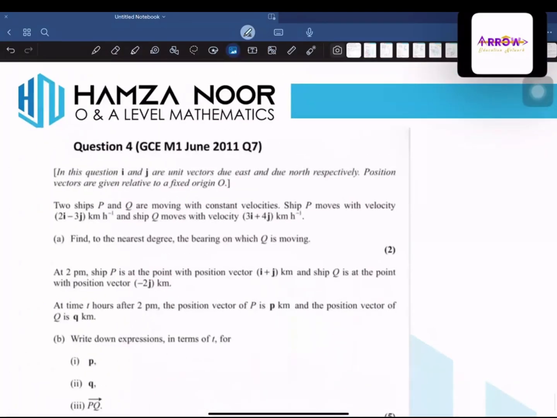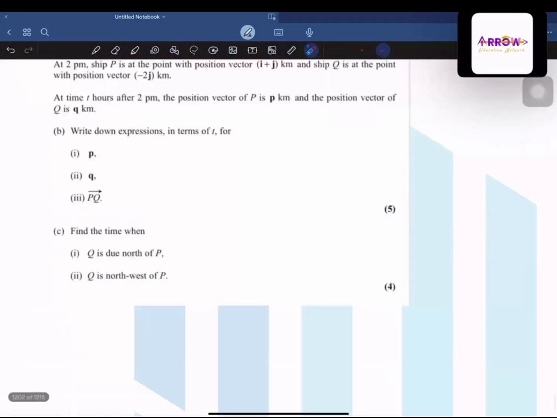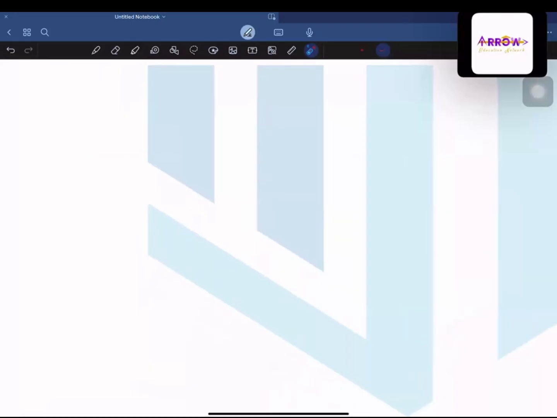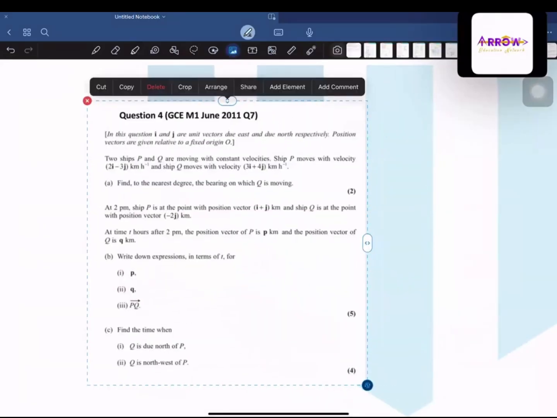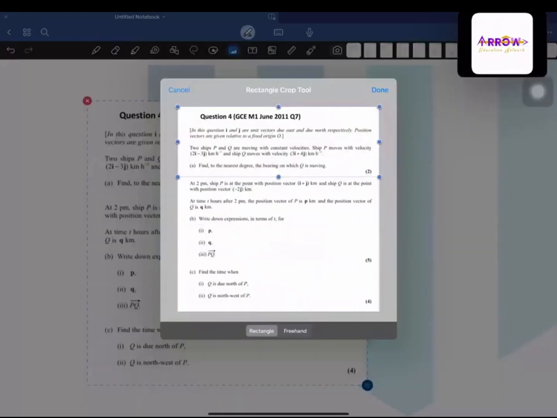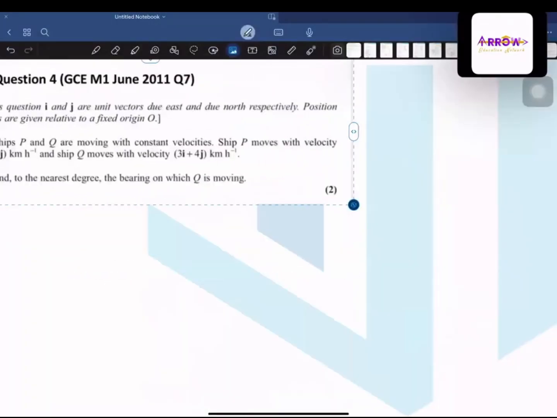All right. So the question says that two ships P and Q are moving with constant velocities. Ship P moves with velocity 2i minus 3j kilometers per hour, and ship Q moves with velocity 3i plus 4j kilometers per hour. The requirement of part A is to find, to the nearest degree, the bearing on which ship Q is moving. First things first, we will just focus on part A over here. I'll bring the picture again with only part A, and then we will look at the next parts.